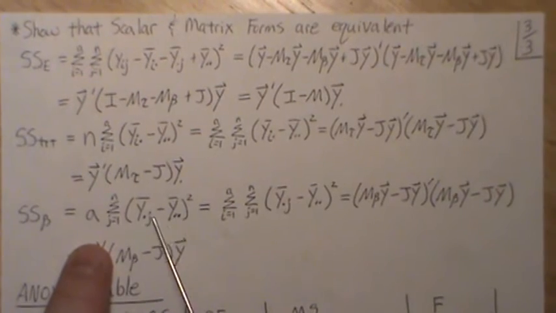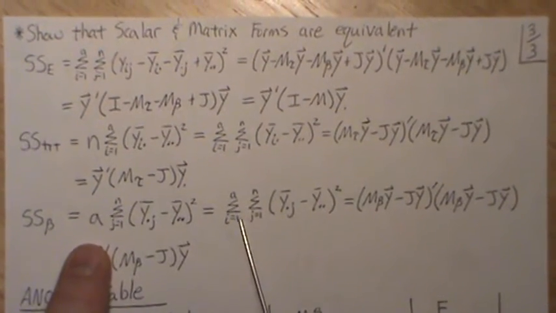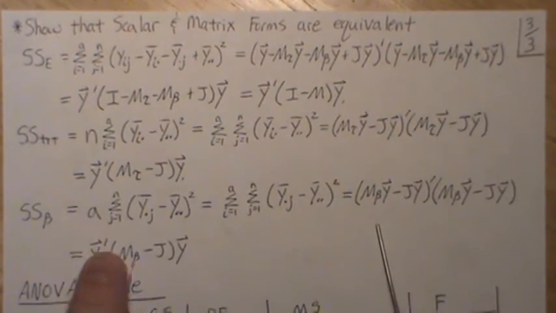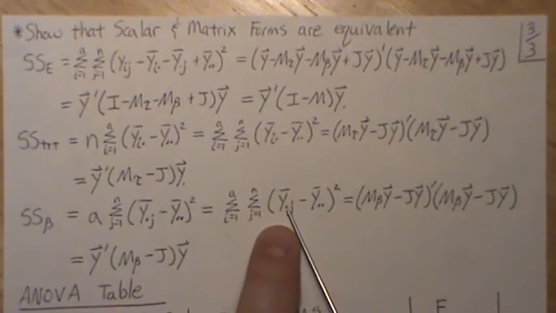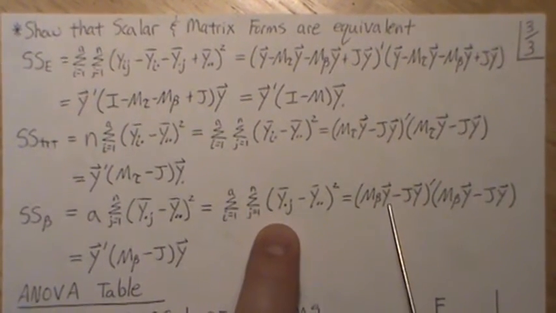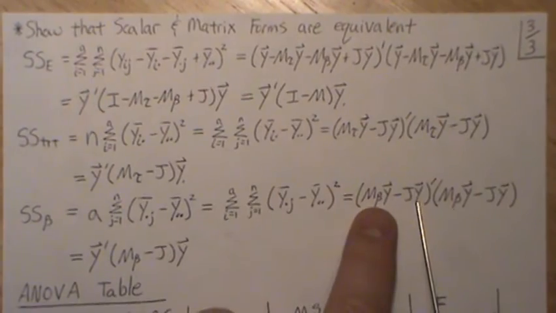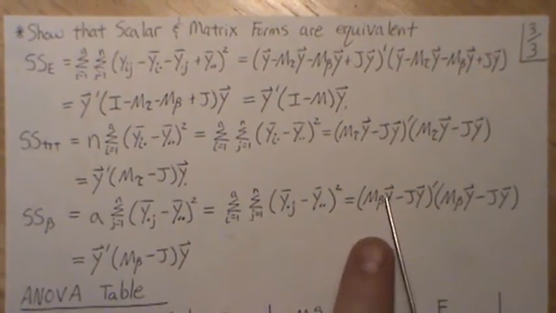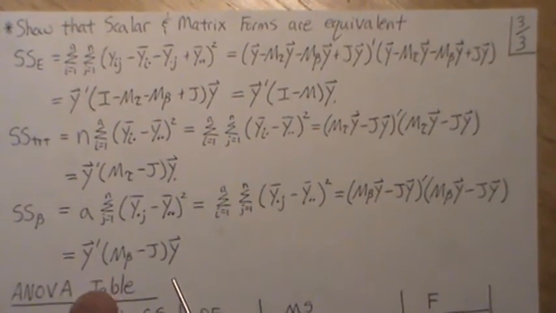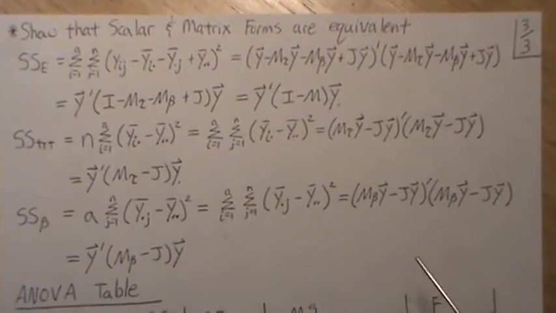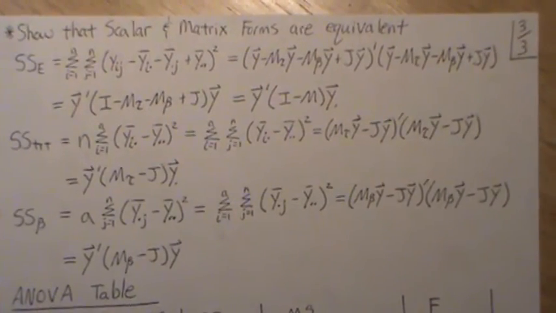The between subject sum of squares, or the block sum of squares. There's no i in here, so we can sum it over i from 1 to a, and then these two equal. This is the block means, or the subject means, so that's m beta y, grand mean, right factor out a y, distribute the transpose, we get this.